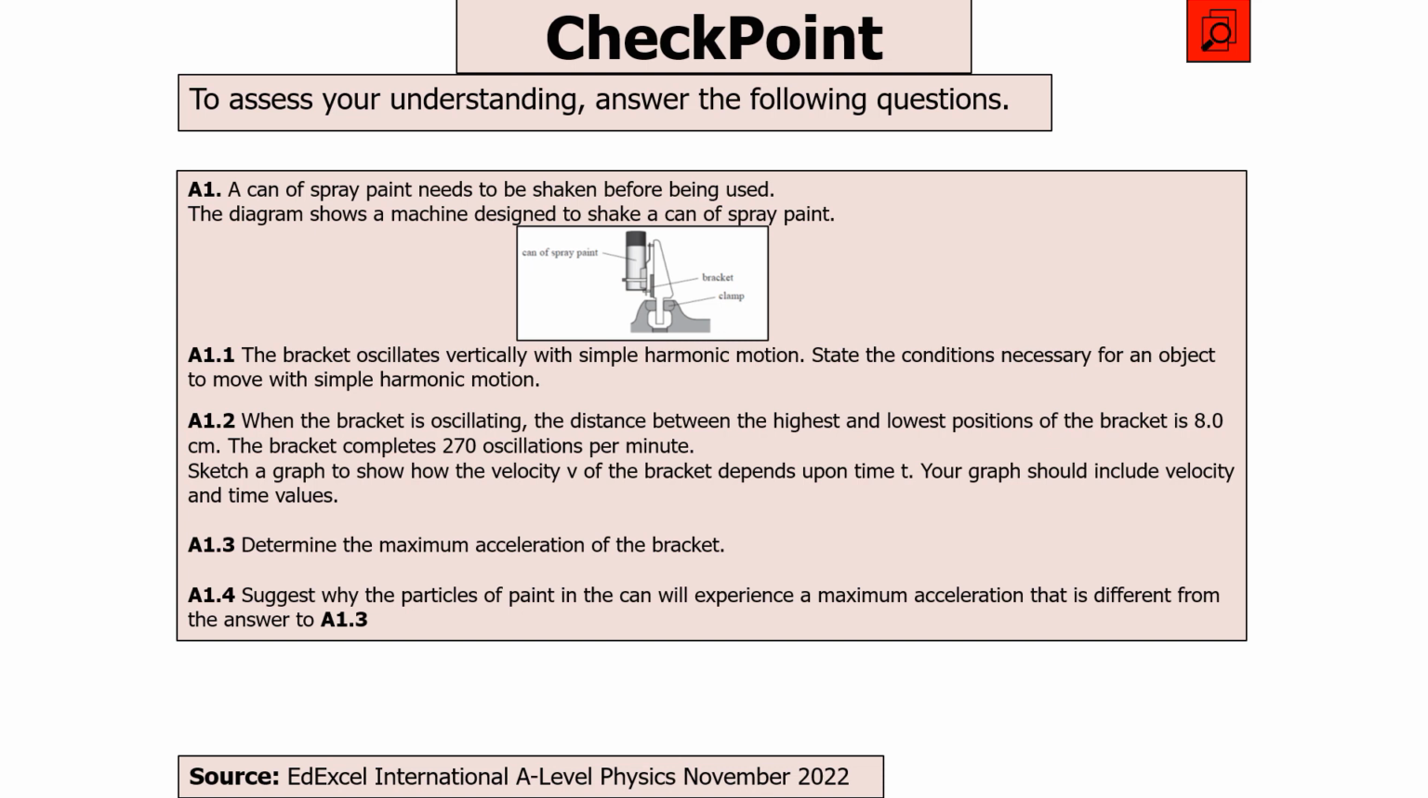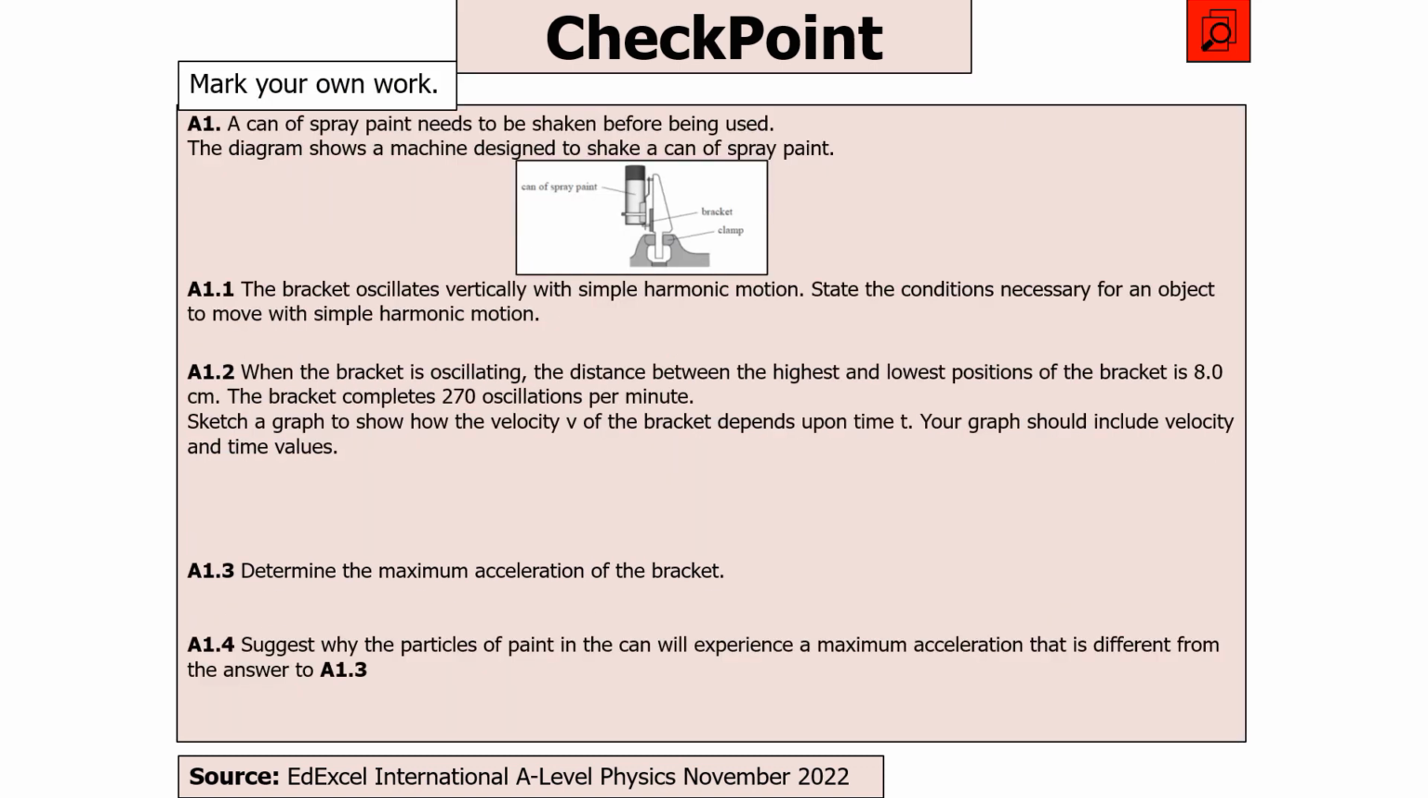When the bracket is oscillating, the distance between the highest and lowest positions of the bracket is 8 centimeters. The bracket completes 270 oscillations per minute. Sketch a graph to show how the velocity of the bracket depends on the time. You should include velocity and time values on your graph. Then determine the maximum acceleration of the bracket, then suggest why the particles of paint in the can will experience a maximum acceleration that's different to the previous answer. So pause the video now, then unpause the video when you want to go through your answer.